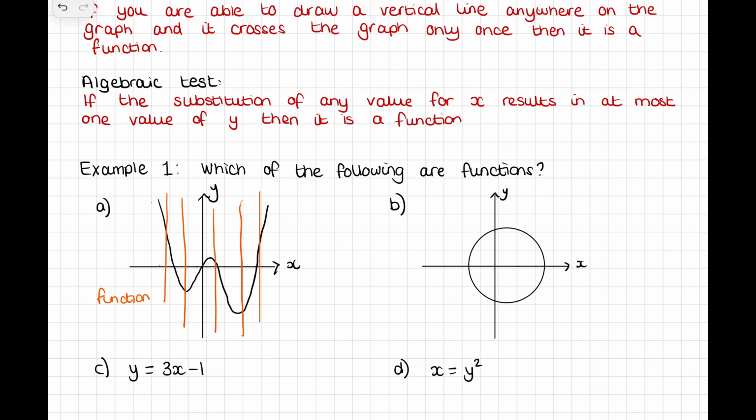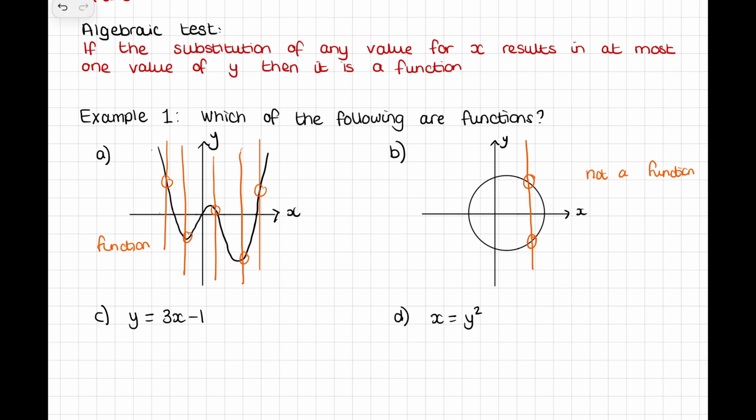Now if you look at B, if I draw a vertical line anywhere here, you see it touches the graph twice on that vertical line, therefore it is not a function. It can only touch the graph once when we draw one vertical line. On the first one, each of these lines only touches the graph once. On the second one, it touches it twice, therefore not a function.